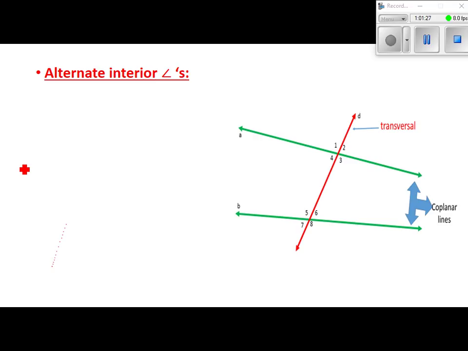Four angles would be considered interior angles. 4, 3, 5, and 6. Alternate interior angles are angles that like jump to opposite corners. So 5 and 3, 4 and 6. Those are the alternate interior angles. 4 and 6, 5 and 3.